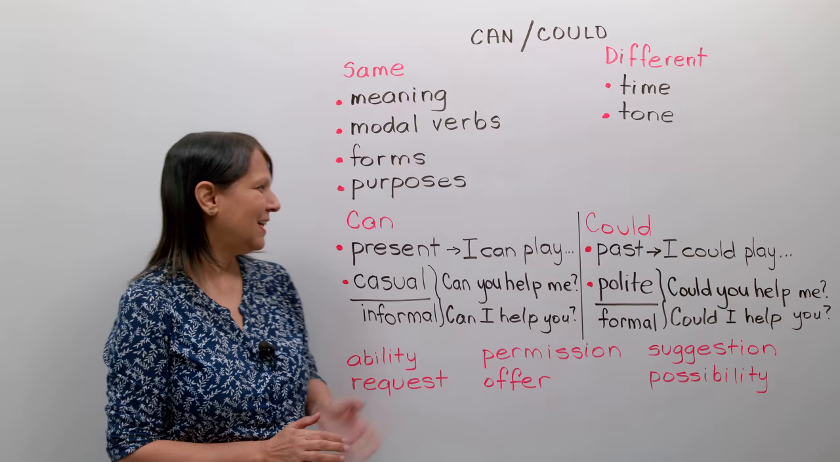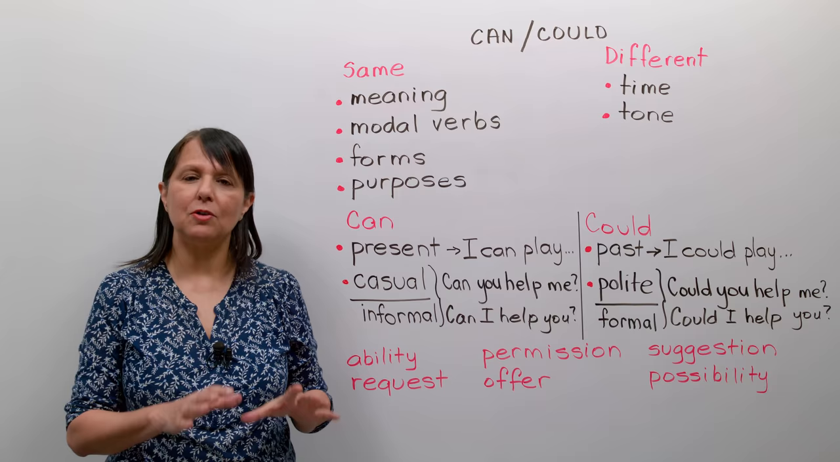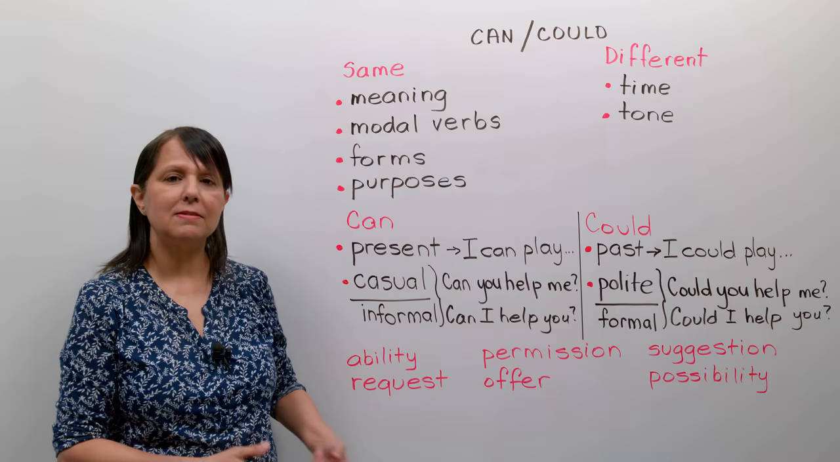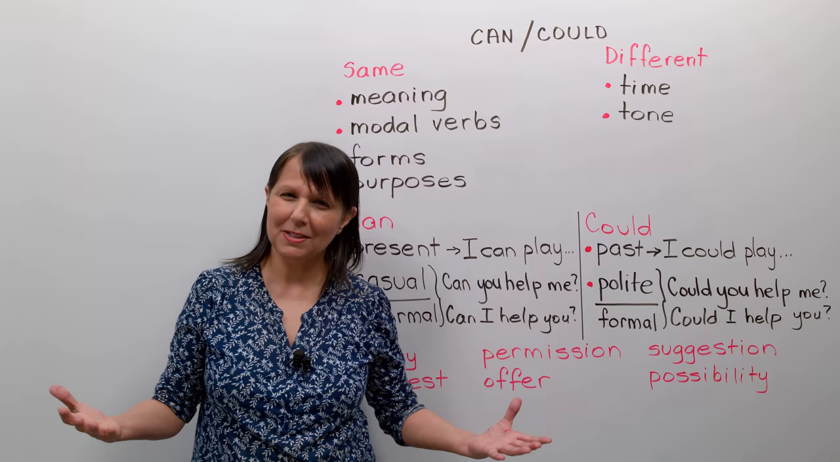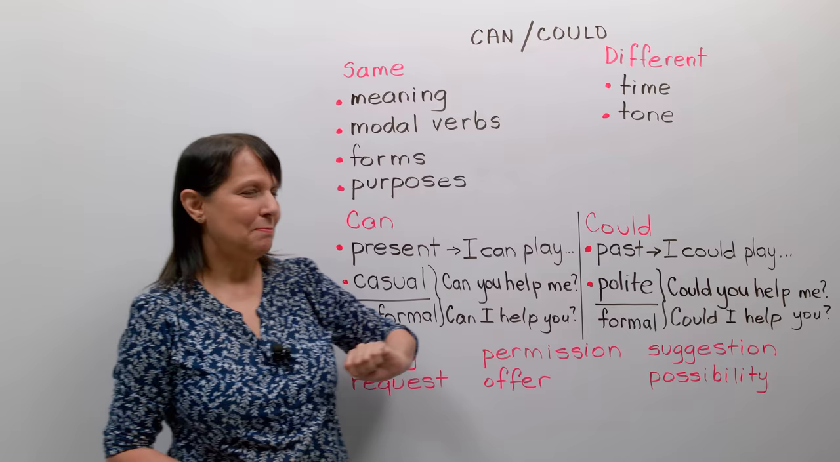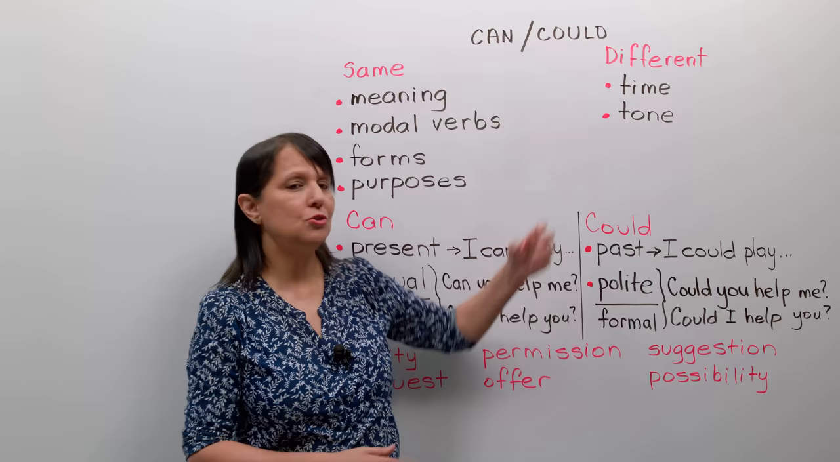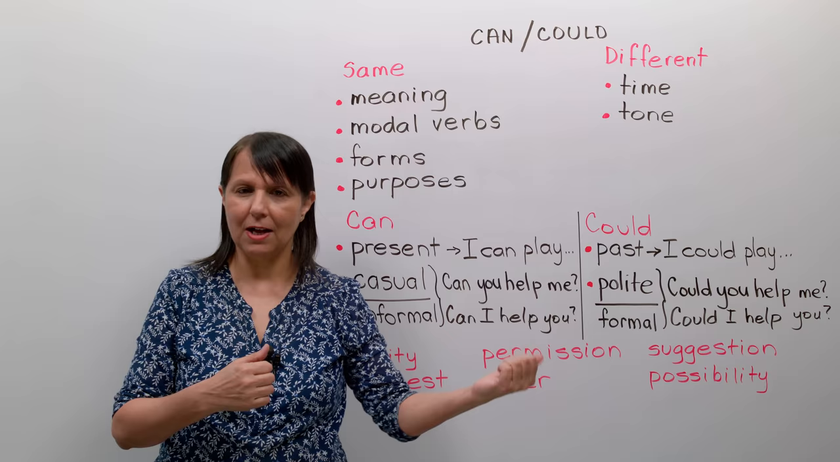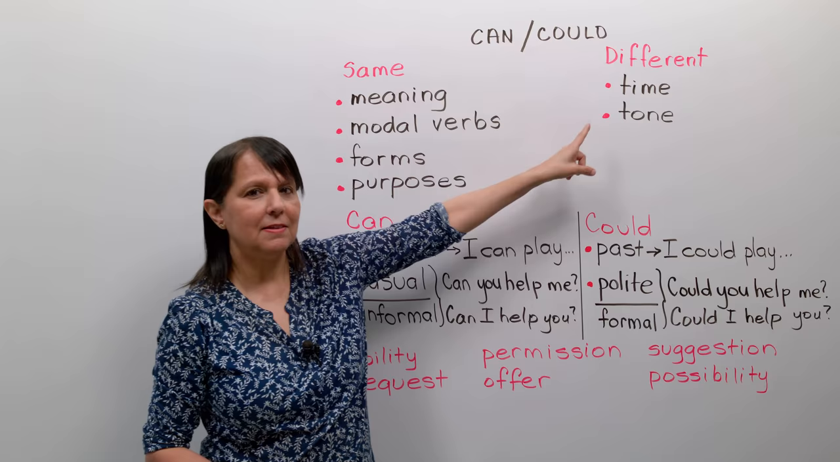And they're both used for similar purposes, such as to express the ability to do something, to make a request, to ask permission, to make an offer, to make a suggestion, or to discuss or talk about a possibility. Okay? So these are the ways in which these two words are the same. However, what's important to know is that they are also different in very important ways. One of those ways has to do with the time that we're referring to, and the second way has to do with the tone that is conveyed when you use either can or could. So let's start by understanding these differences.